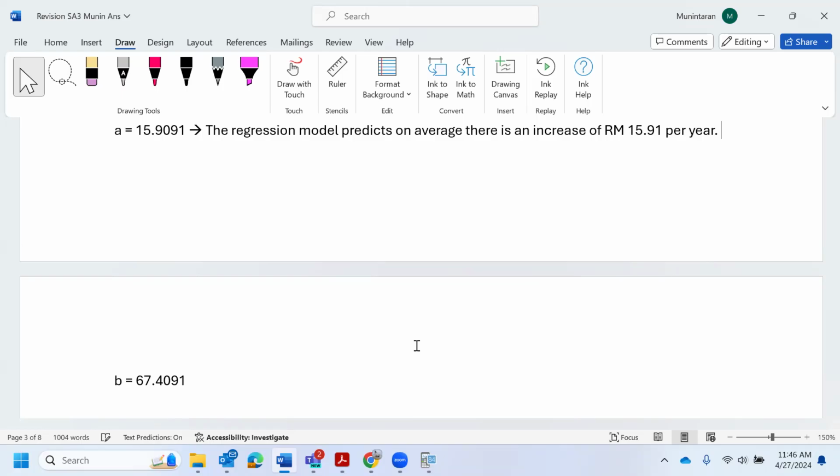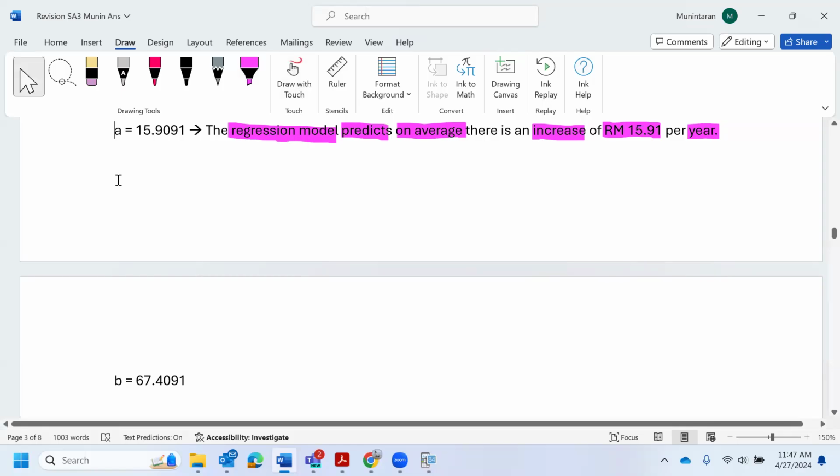Are we okay here? It is important for you to mention that the regression line or the regression model predicts. The word here is predict. This is important. The regression model predicts, and on average, whether increase or decrease, the amount per whatever the independent units. Are we okay?